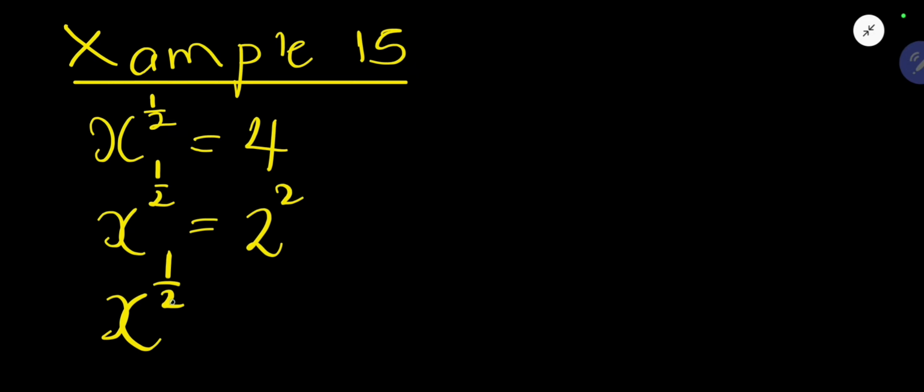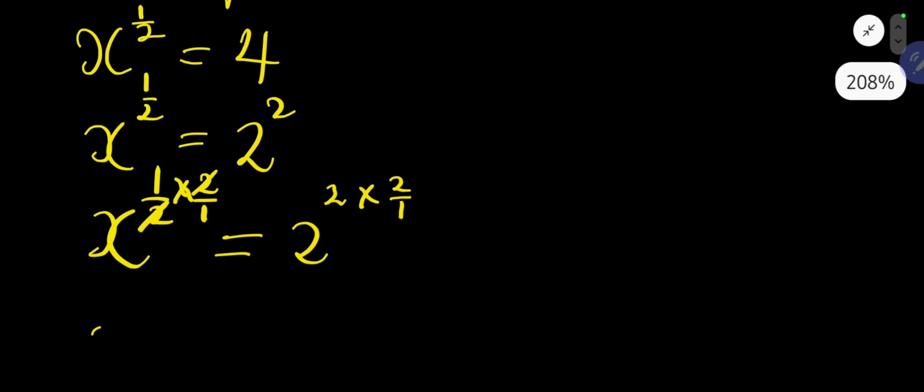How can we remove this 1 over 2? The exponent 1 over 2 is the impurity we want to remove. So you simply multiply by its reciprocal, which is 2 over 1. The laws of equations say that whatever you do on the left, you must also do on the right. So the 2 goes away with the 2, and on this side you remain with x.